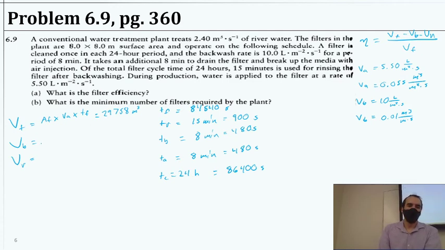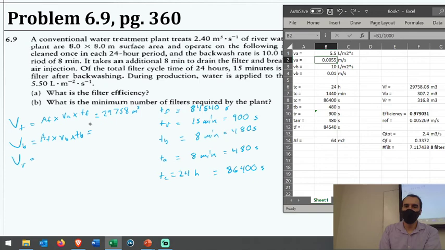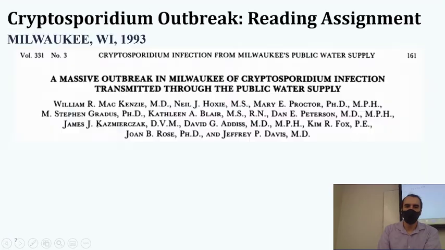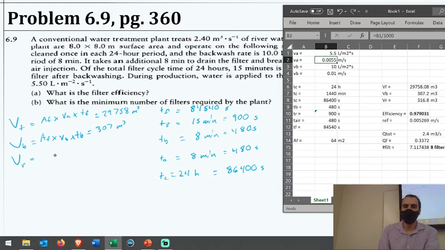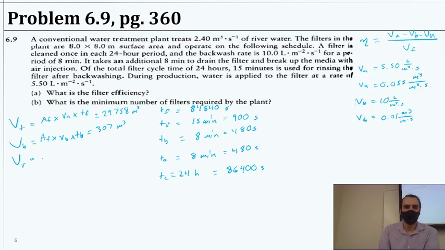We take that backwashing step. That's going to be using the area of the filter times the backwashing rate times the time we spent doing that. And there we had 307 cubic meters. And for our rinsing step, same process, we get 316 cubic meters.